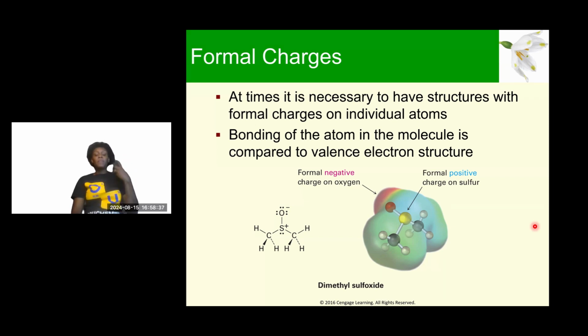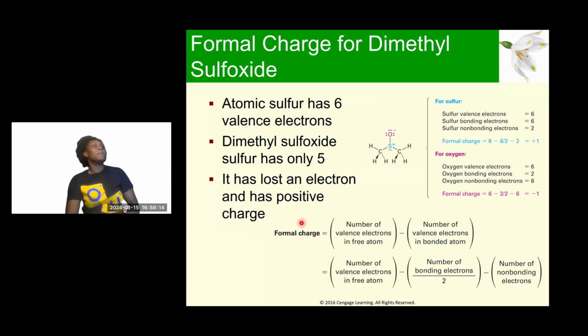And following the movement of electrons, you're able to predict chemical reactions and what we call mechanisms, of possibly what happened, what changed, what bonds were broken, what bonds were formed. So understanding formal charges is very important. I want you guys to take great care in understanding this information. Bonding of an atom in a molecule is compared to valence electron structures. In this case, the formal charge of the oxygen is negative, and the formal charge on sulfur is positive. So how do we calculate these numbers?